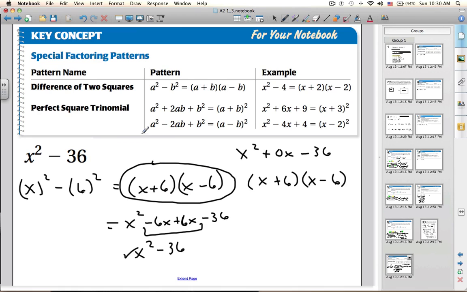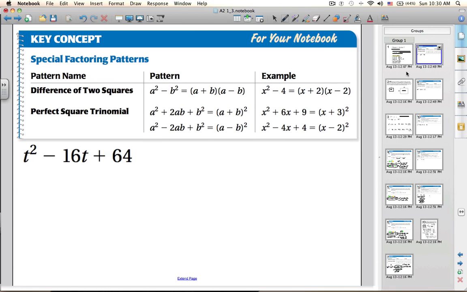Okay, also we want to look at perfect squares. Perfect squares are really important because we're going to use them also in later sections when we start solving by completing the square. When we talk about completing the square, this is the square we're going to be completing. It's the square of a binomial.